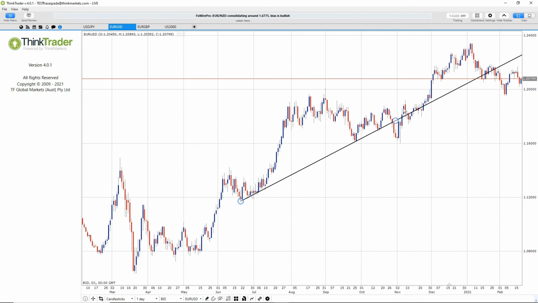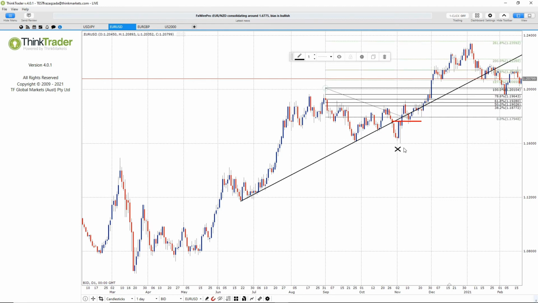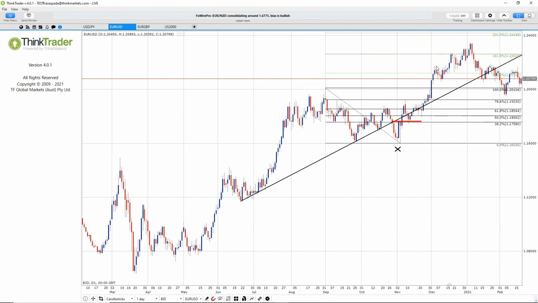You could have traded this several days after when the trend line was reclaimed. For example, right here, once it made this interim higher high, placing your stop loss below the double bottom low, and your target could have been somewhere above the recent high, for example, the 161.8% Fibonacci extension level.